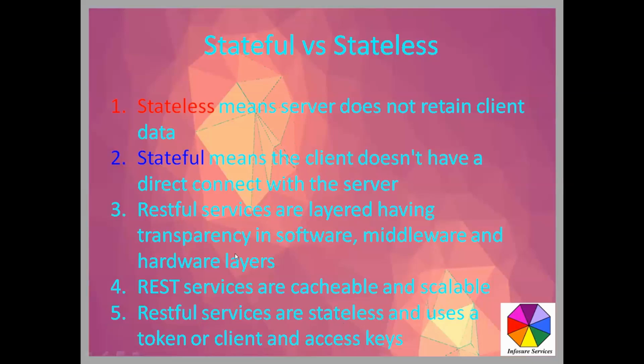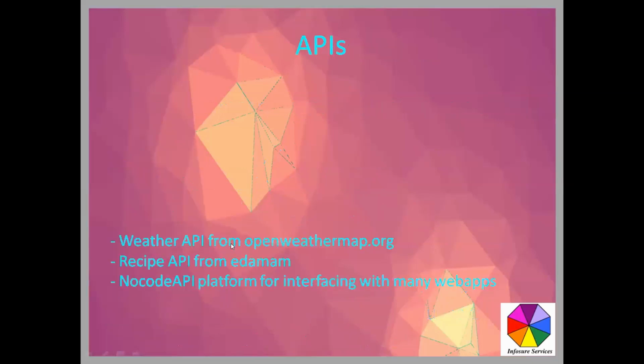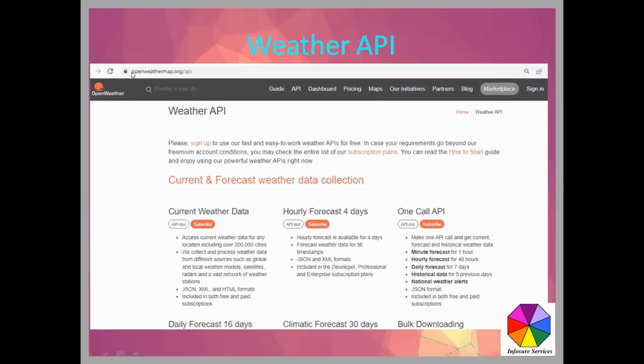So take this example, a weather API from openweathermap.org. We have APIs like the recipe API, which we looked at very briefly from Edamam, and the no code API. So we have the Open Weather Map API. In the last class, we went there. So let's see. Here is openweathermap.org/API. If you go to that URL, it will take you to a page like this.